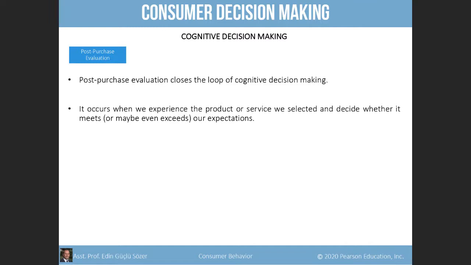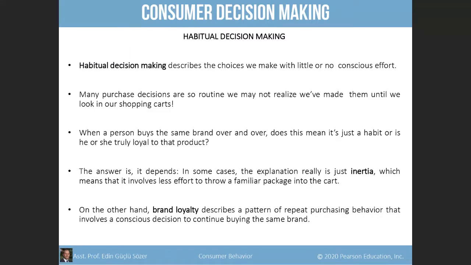And of course, after we purchase the product and experience it, if we are satisfied with the product, we keep buying the same product. But if we are not satisfied, then we rerun the cognitive decision-making process, look for different alternatives, and repeat the cycle to make another purchase. This is very important. Now, this was the cognitive processing. Cognitive processing is a stepwise, systematic process. But on the other hand, there are also other decision-making processes, which are habitual decision-making.